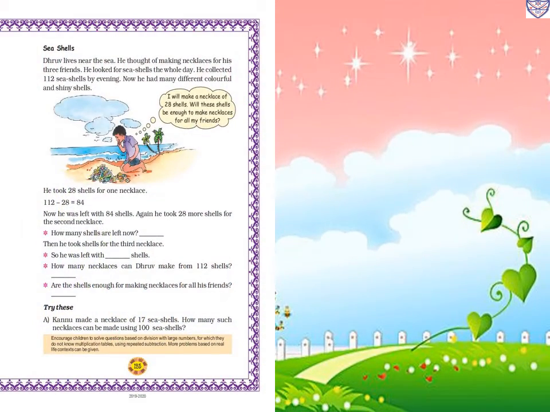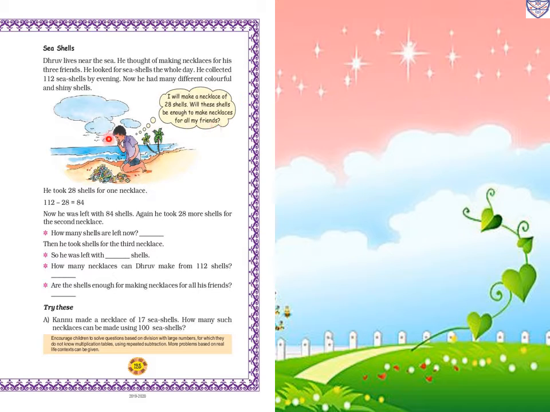Now page number 125, seashells. Dhruv lives near the sea. He thought of making necklaces for his three friends. He looked for seashells the whole day. He collected 112 seashells by evening. Now he had many different colorful and shiny shells. So I will make a necklace of 28 shells. Will these shells be enough to make a necklace for all of my friends?